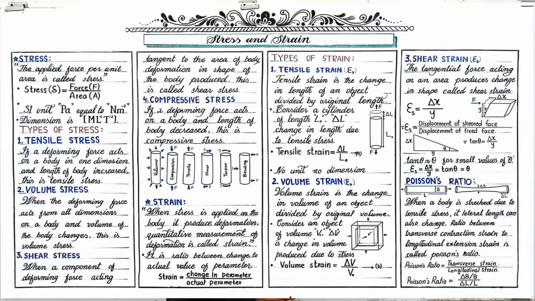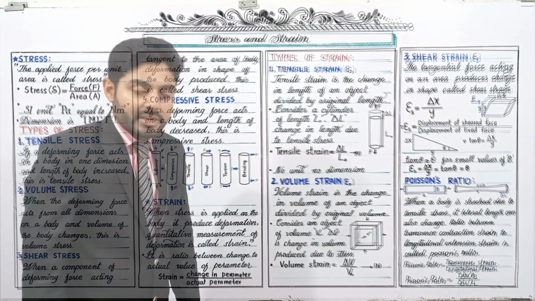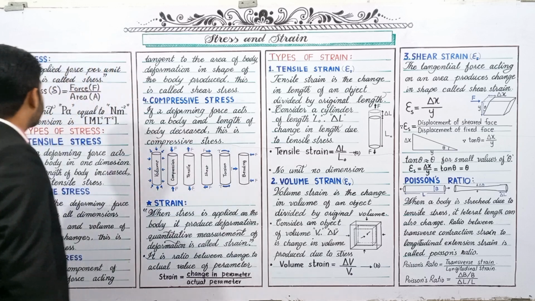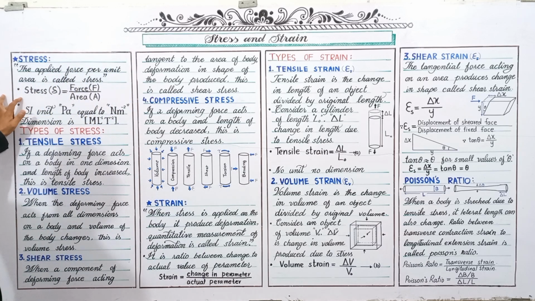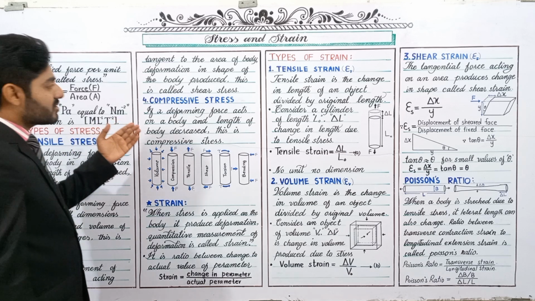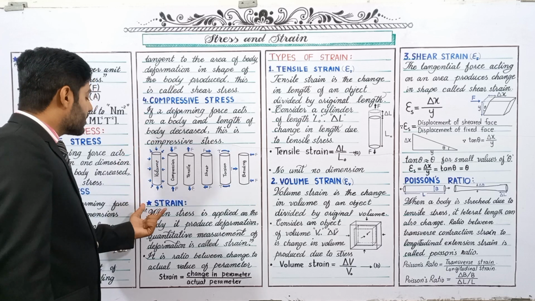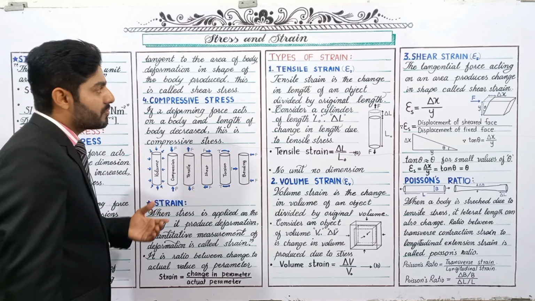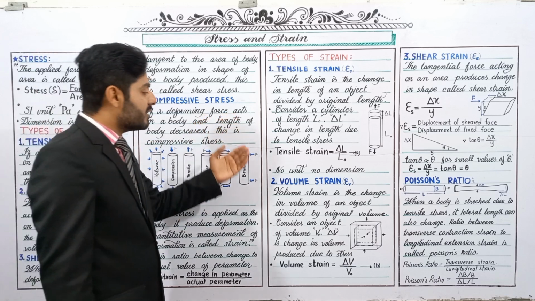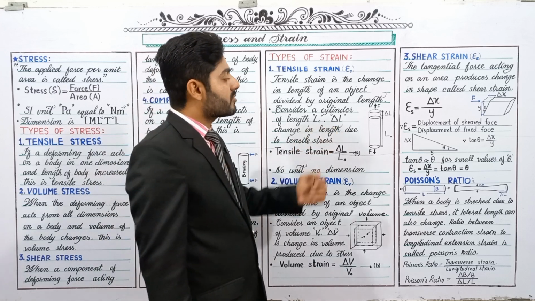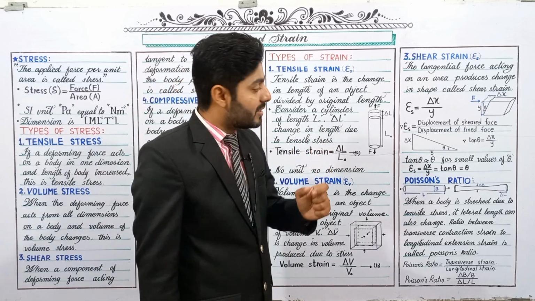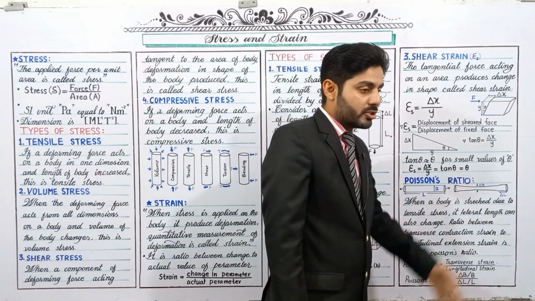Today we are going to discuss stress and strain. In this video lecture, you will learn the concept of stress, what is the difference between stress and pressure, and different types of stress like tensile stress, volumetric stress, shear stress, compressive stress. Then you will learn the concept of strain and its different types like tensile strain, volume strain, shear strain, and a little topic in the last, that is Poisson's ratio.